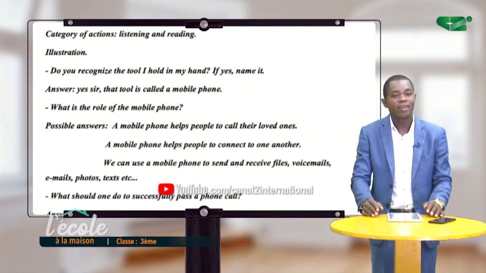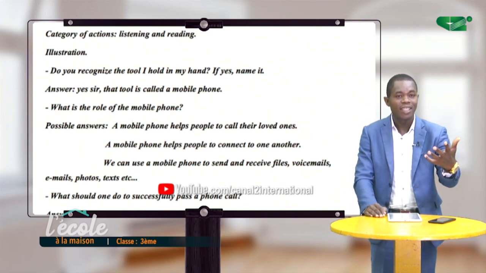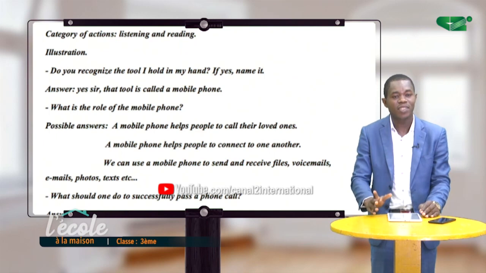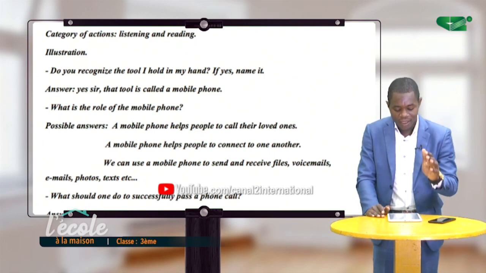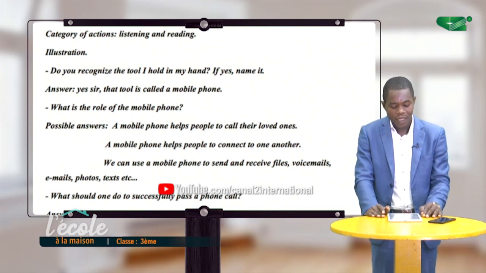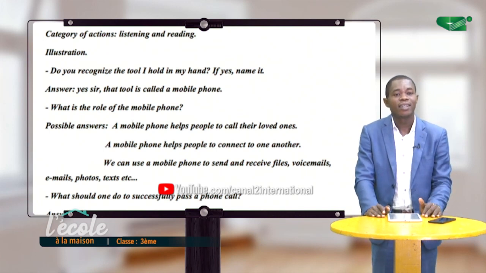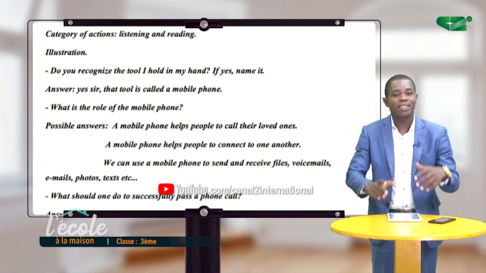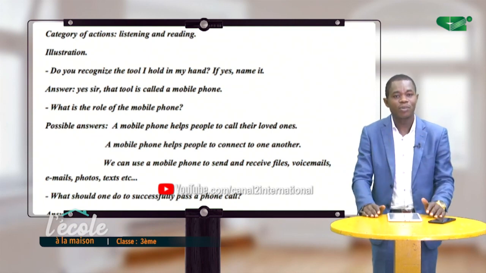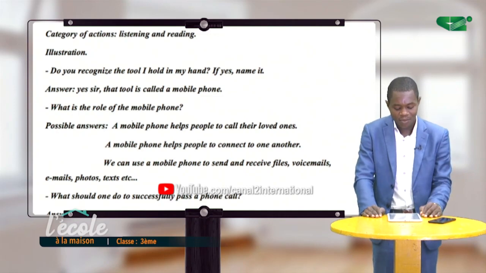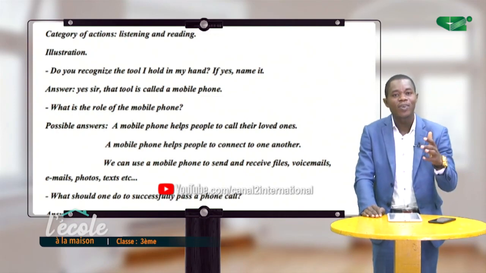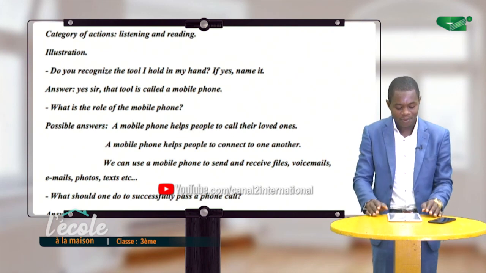Because now it is no more possible for people to pay some visits to their relatives. Then, another answer which is still acceptable is: a mobile phone helps people to connect to one another.